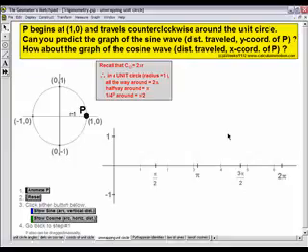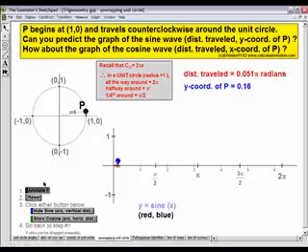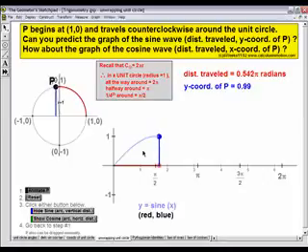Now, we can speed this process up by realizing that sine is the y value on the unit circle. It's the y coordinate, so if I animate the angle, the distance of this blue line is the same as this blue line over here. And what we see is we get this familiar sine wave graphing out.